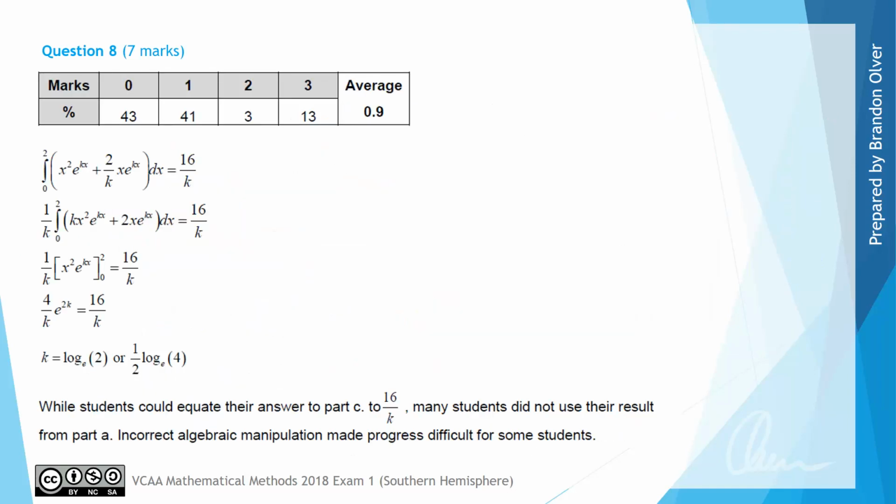So from the examiner's report we can see that 13% of students got full marks for this, and 41% of students made some progress getting 1 mark. A large number of students, 43%, got 0 marks for this question. And the examiner's report goes on to state that while students could equate their answer in Part C to 16 on k, many students did not use their result from Part A, which would have allowed them to evaluate that integral. Incorrect algebraic manipulation made progress difficult for some students along the way.